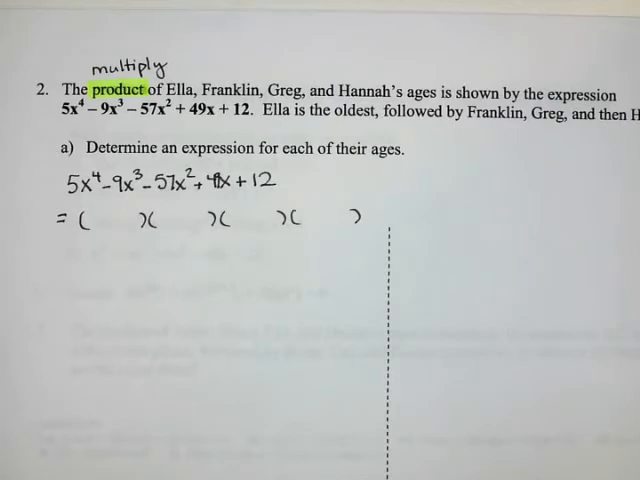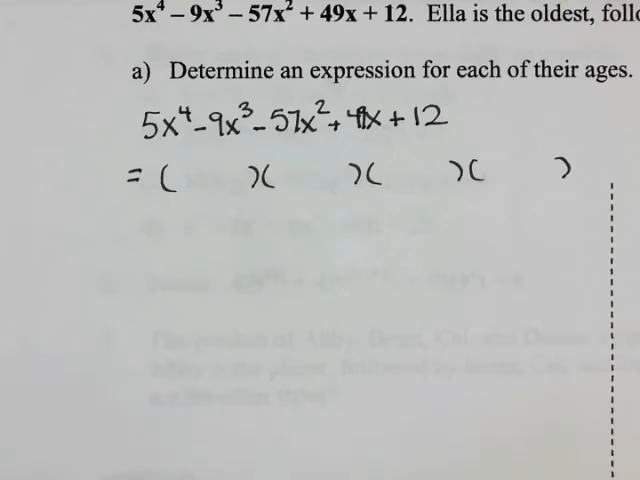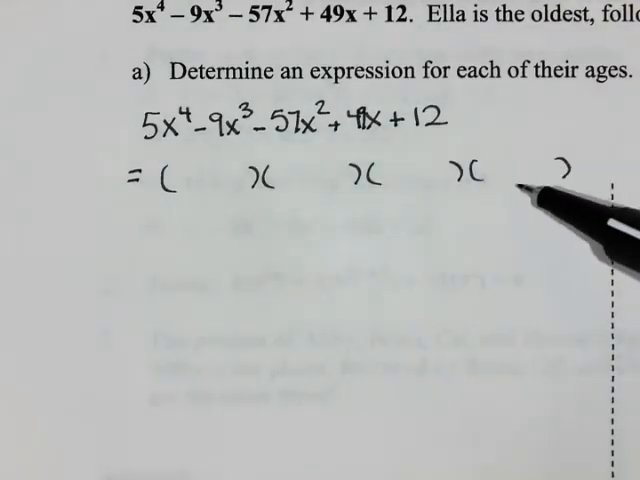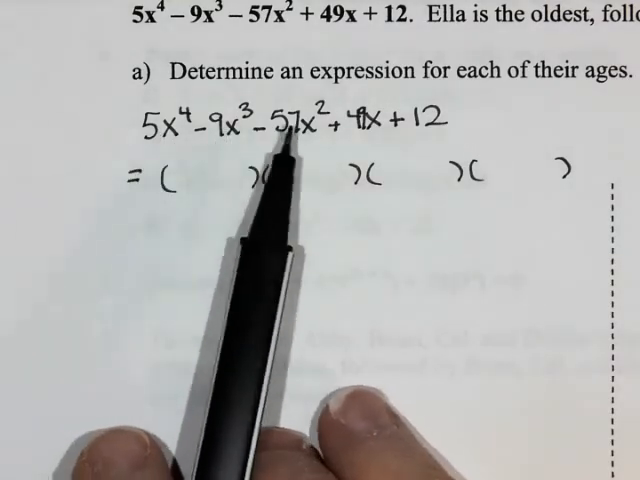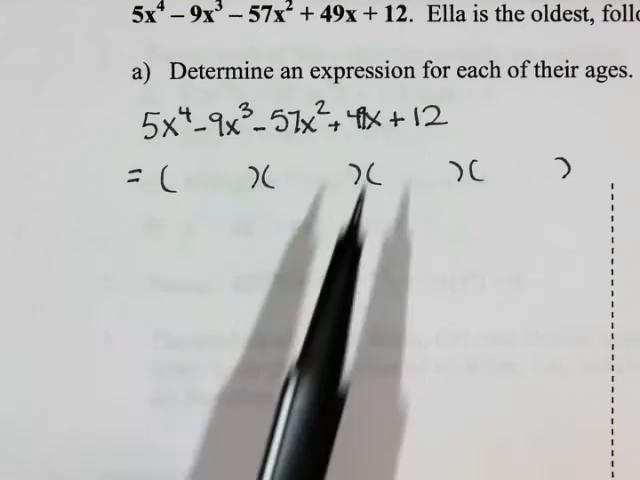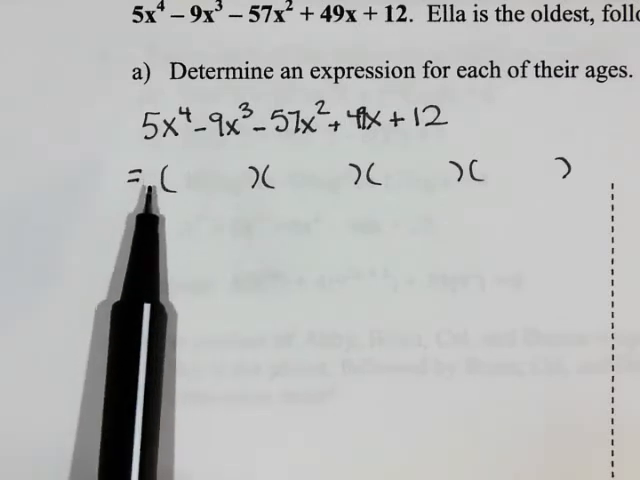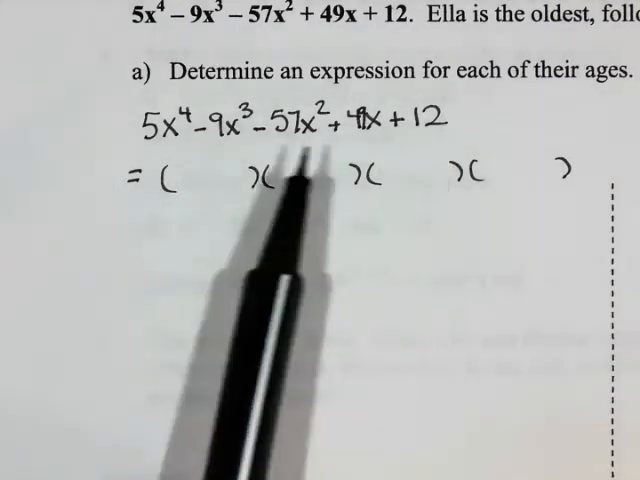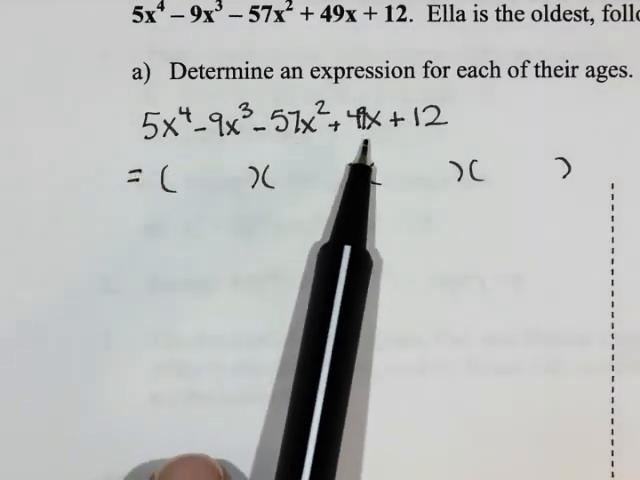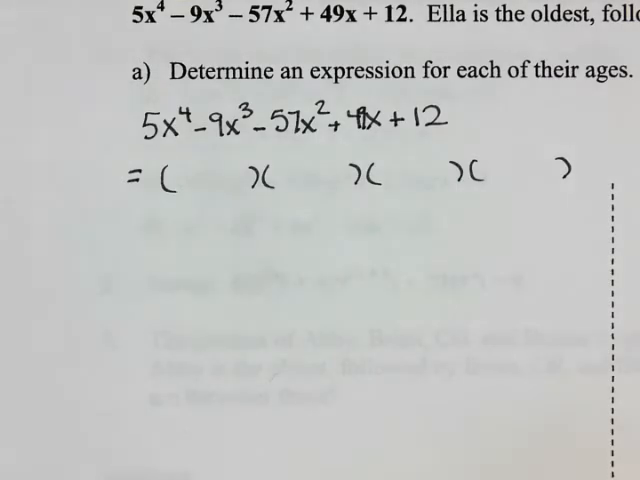How do we turn an expression into something with brackets? We factor, right? Factoring is the process of taking an expression and making a multiplication question that would give you that as an answer. So I notice this has 1, 2, 3, 4, 5 terms. So if we look at our factoring flowchart, there is a section for more terms. So I would look to see if there's a common factor. So I have 5, 9, 57, 49, and 12. I don't think those all have anything in common. They also don't all have an x.